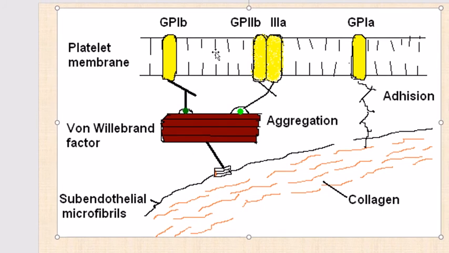They have all three glycoproteins, with different functions. The normal function of glycoprotein 2b3a complex is that it is involved in aggregation of von Willebrand factor or stabilizing von Willebrand factor, while glycoprotein 1a is involved in adhesion of platelets to the endothelium.